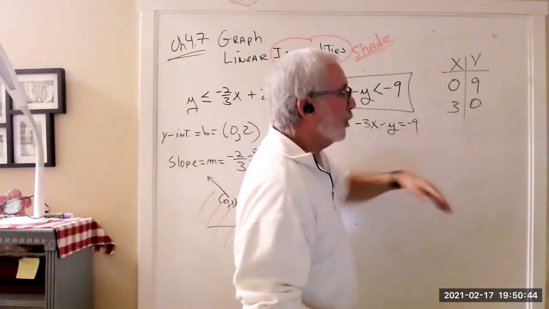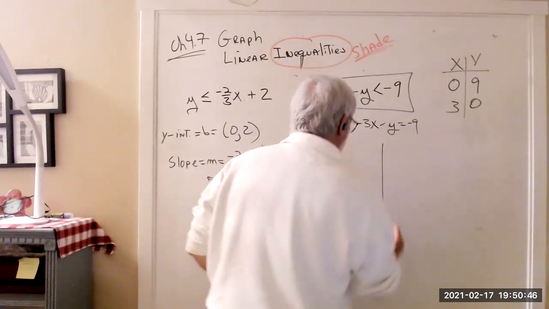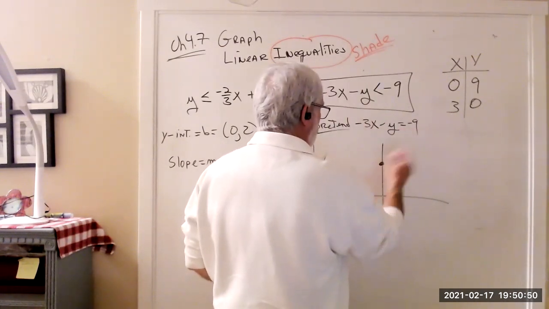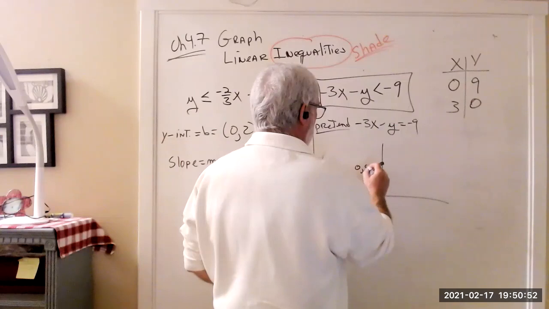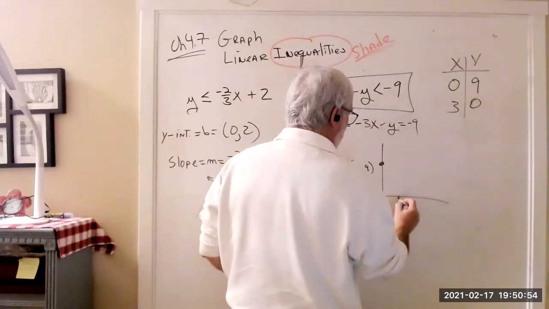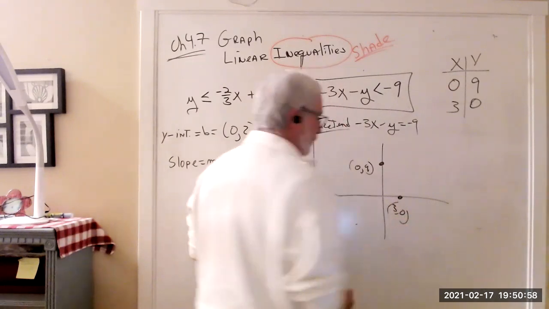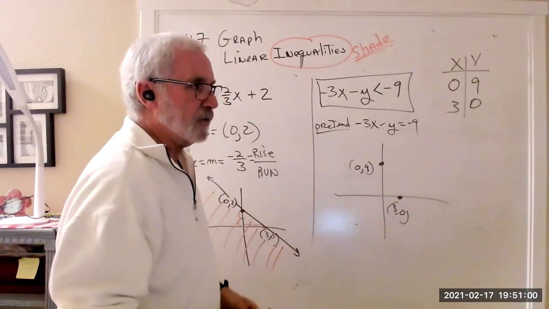Now, those are just the points, the intercepts. Here's 0, 9, wherever this is. 0, 9, and this is 3, 0. That gives us our graph.